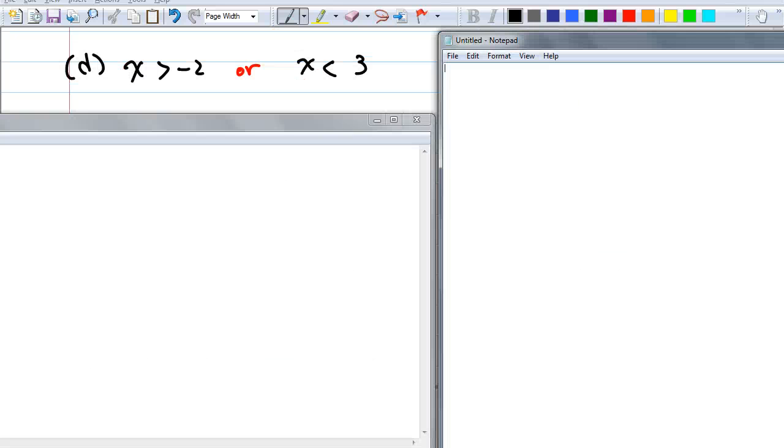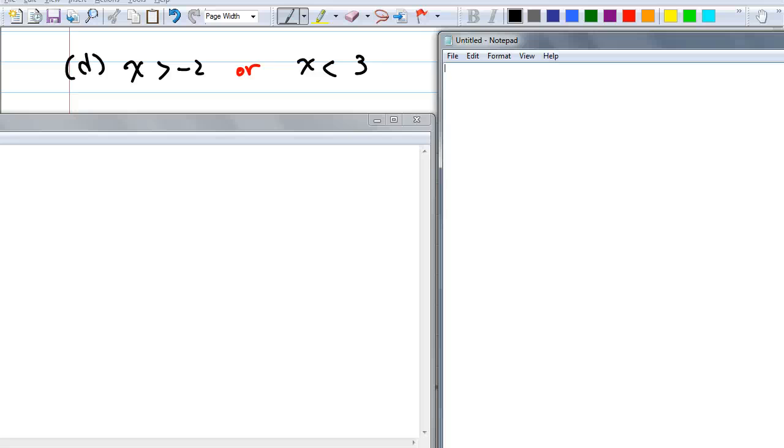So the word "or" means other than "and". Anybody want to guess what "or" means here? "And" means we want it to be a solution for both of them, right? We want a number such that it's a solution for both of these inequalities. When you have "or", it means a little bit different. Anybody know what "or" means? Anyone want to guess?